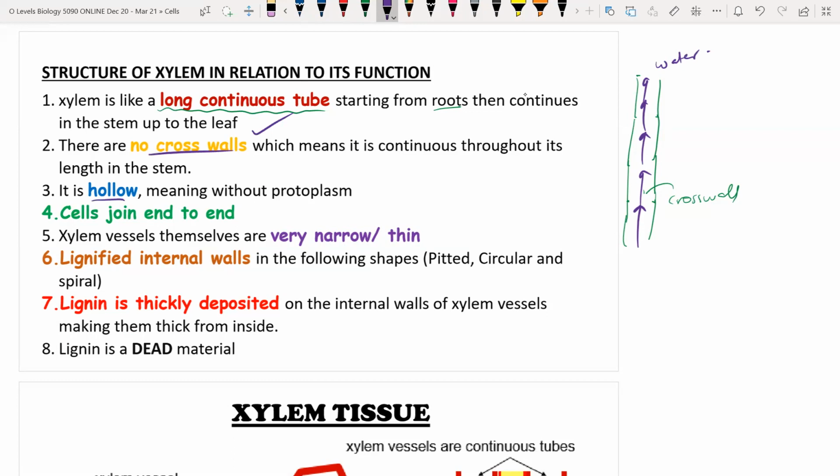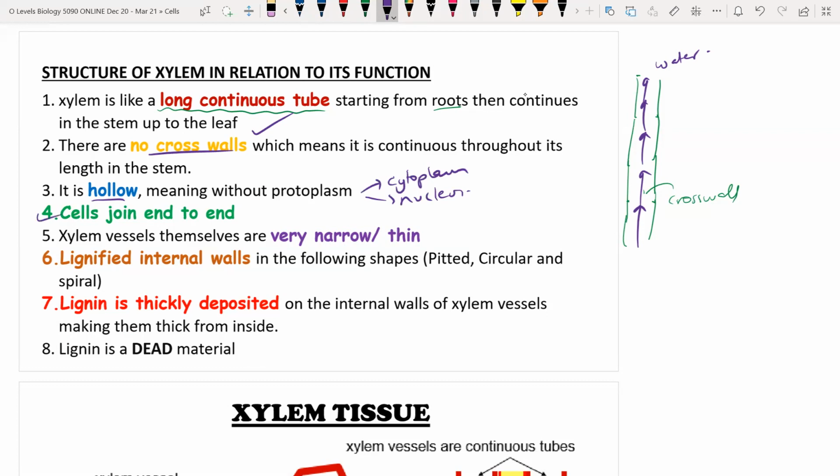The third feature that you need to remember is that it is hollow, which means it has no protoplasm. Protoplasm means cytoplasm, nucleus, and nucleoplasm, and all of that stuff. So there's no protoplasm, so there's no obstruction. Water can go with the flow.